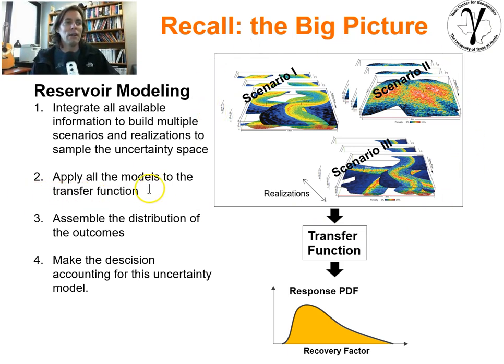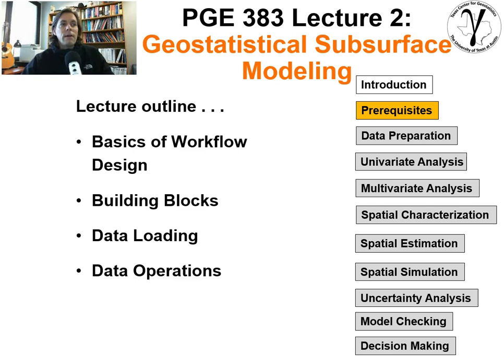We're going to apply to all of these models a transfer function that gets us to a decision criteria. We'll have a distribution of that decision criteria. In this case, the transfer function got us to a recovery factor. We have a recovery factor distribution based on the uncertainty model, and then we're now able to make a decision accounting for this uncertainty. All right, that's the end of lecture number 2 on the basics of building a workflow or workflow design.